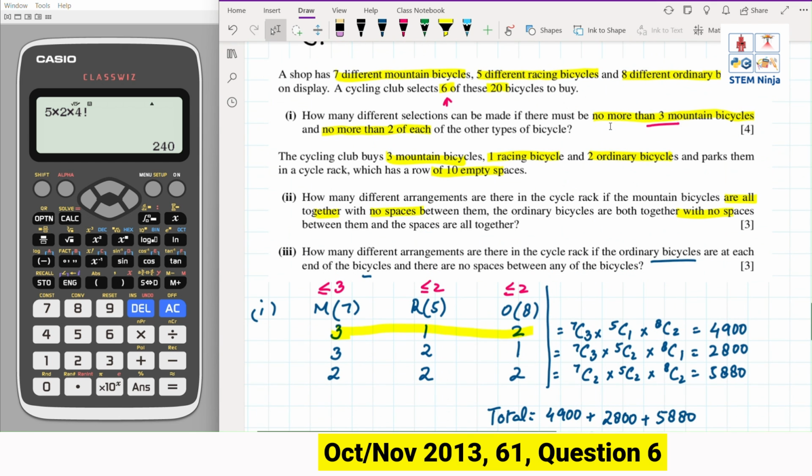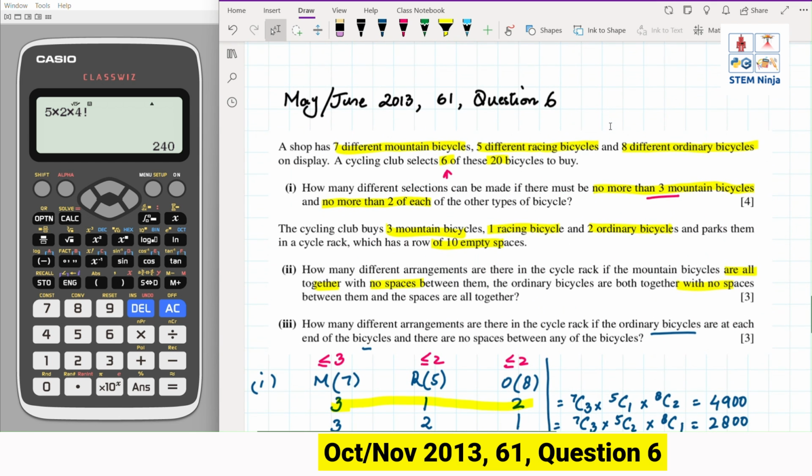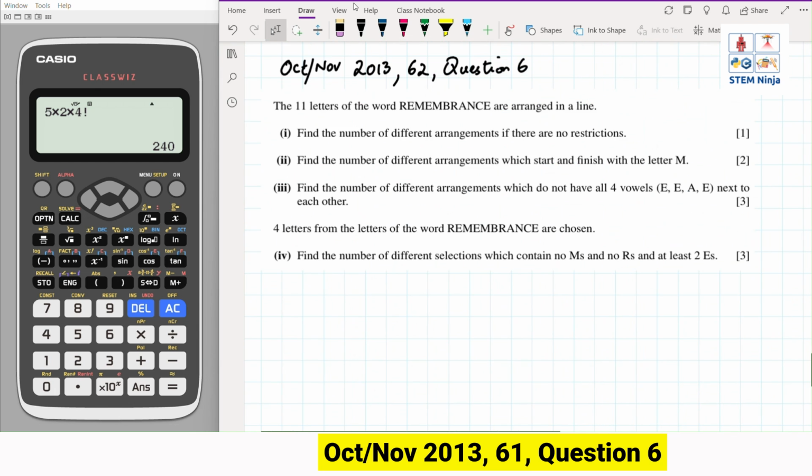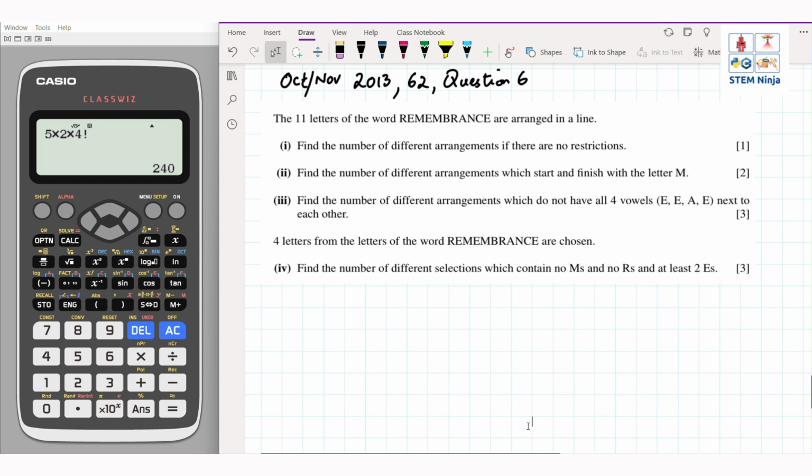All right, so now let's look at the 6-2 variant. Sorry, my bad. This was October, November. My bad. October, November. All right. Now the October, November 6-2. All right. So let's see this.